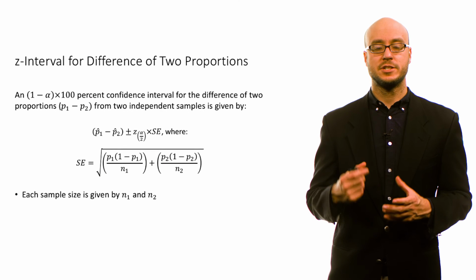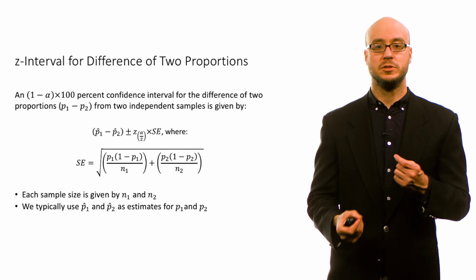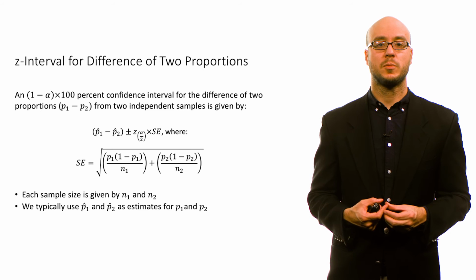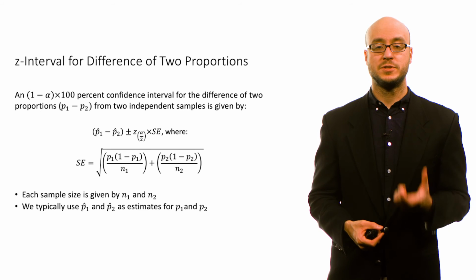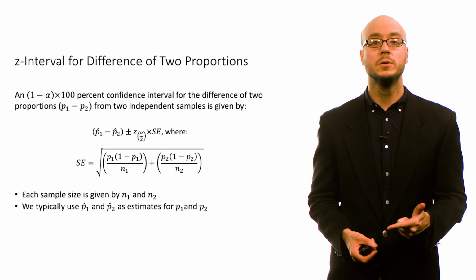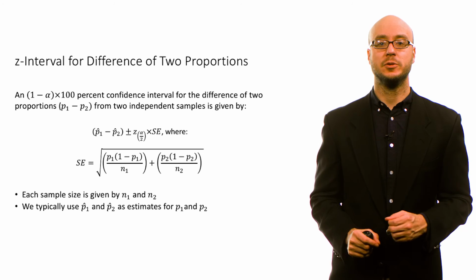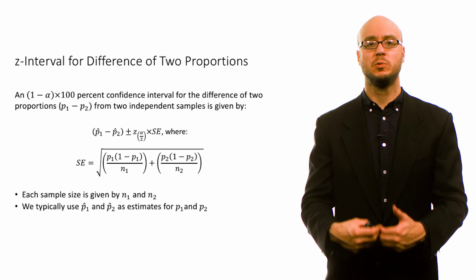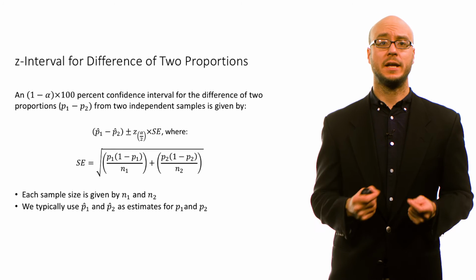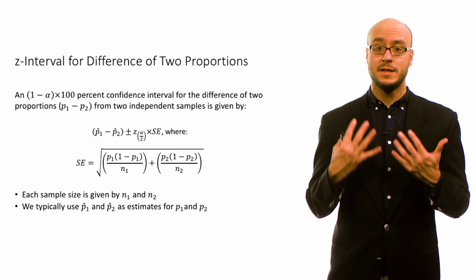The idea is that each sample size is used to calculate the standard error, and then we will use these two proportions. Now, the thing is, we don't observe these two proportions in the population. We don't observe P1 or P2, so we will typically use p hat 1 and p hat 2 as estimates for P1 and P2 when we calculate the standard error so that we can calculate the z-interval for a difference of two proportions. Intuitively, it's the same as before.